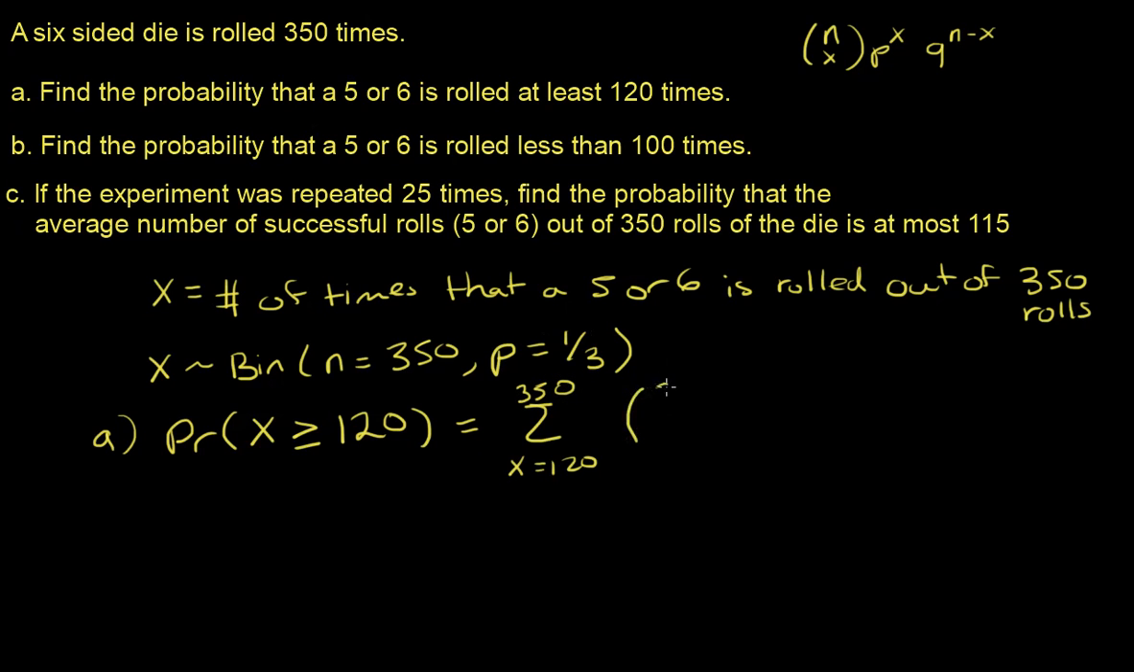And so n is 350, choose x, right? You'd plug this in as you sum. P is 1/3 to the x, and q is 2/3, because 1 minus 1/3 is 2/3, and this would be to the 350 minus x. Okay, so if you have a computer or your calculator, you can do this sum. Now, you're not going to sit there and do this sum by hand, because that would take a really long time, right? You have to sum from 120 all the way to 350.